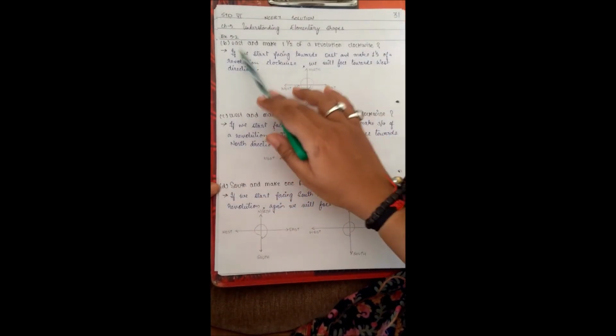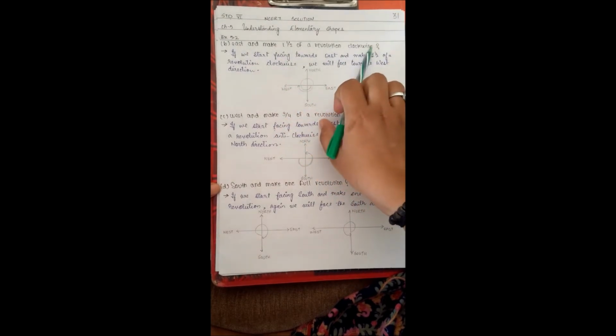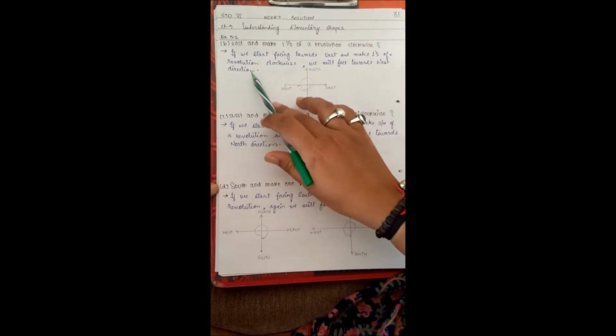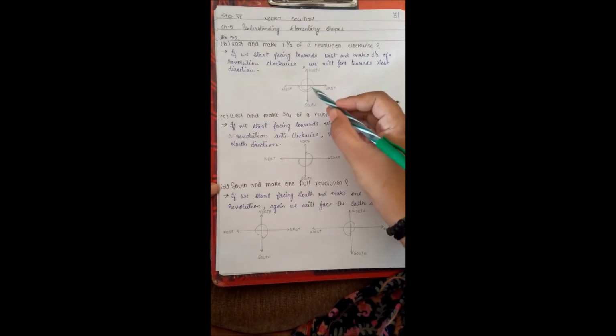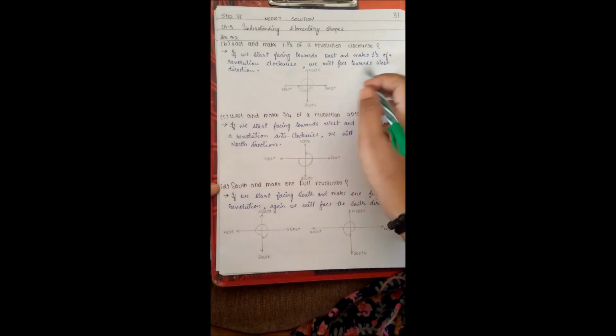Next, east and make 1 and 1/2 revolutions clockwise. If we start facing towards east and make 1 and 1/2 revolutions clockwise, we will face towards the west direction. We have started from the east, then we will go one full and then half. So from east it is full and then half, that is west. So we will face the west direction.